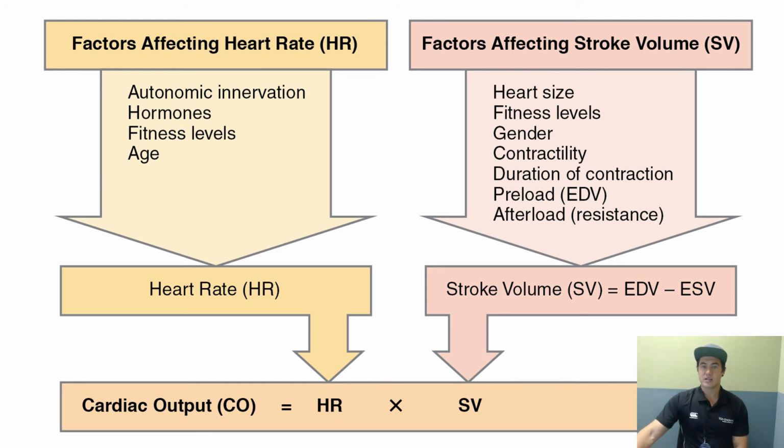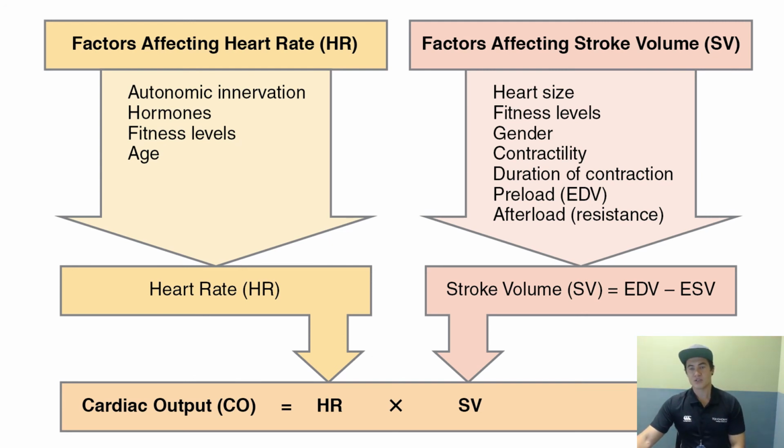And then factors that affect the amount of blood pumped out per contraction, how big your heart is or how big your left ventricle is. Fitness levels, gender, males have a bigger left ventricle than females on average. Contractility is to do with the condition of the muscle, heart muscle tissue. Duration of contraction, so how long a contraction lasts.